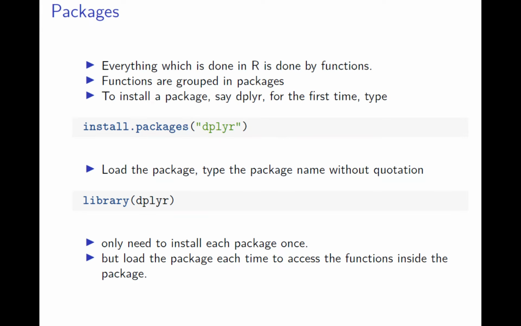Now I want to talk about the dplyr package that will be very useful to manipulate data. Before we talk about the package, we want to talk about how to install packages. Almost everything in R is done by a function, and when you group functions together, you call it a package. To use it, you probably have to install it first. The package is called dplyr, and you put it in double quotation marks. Once you install it, you use library to load it.